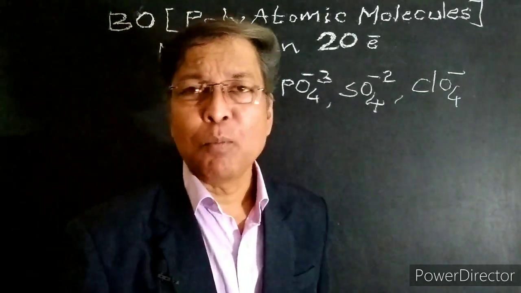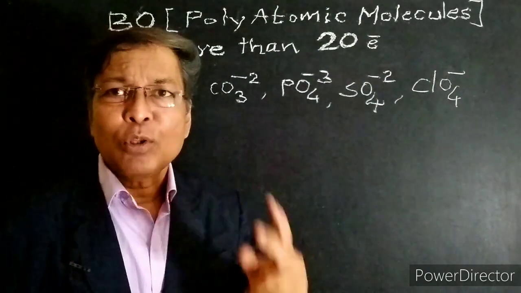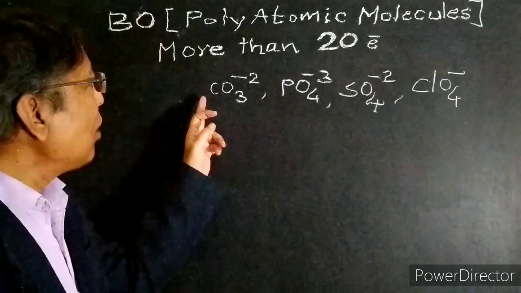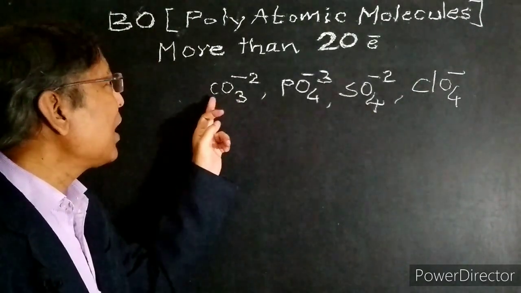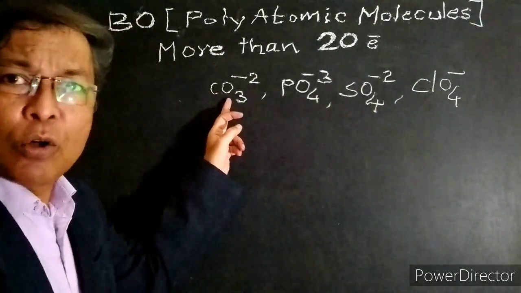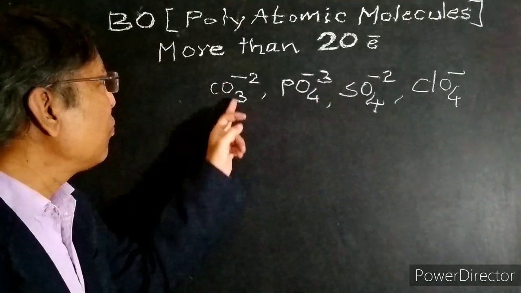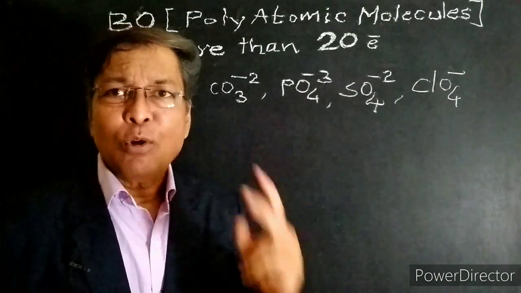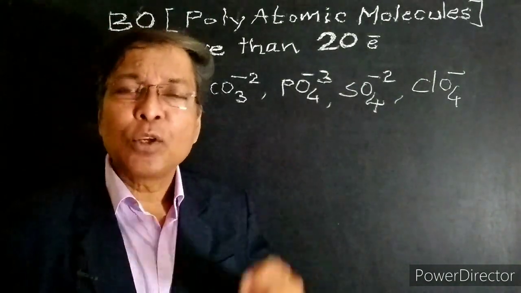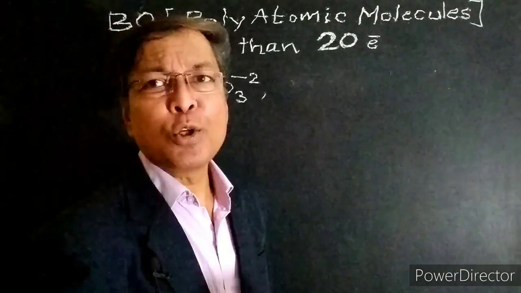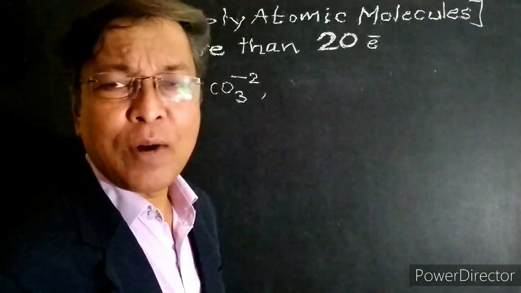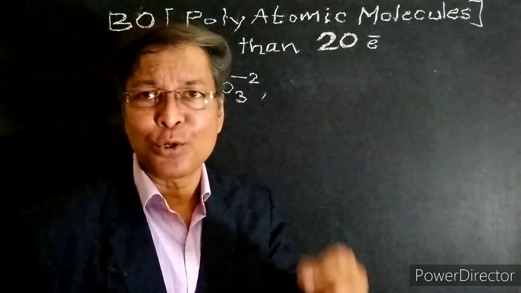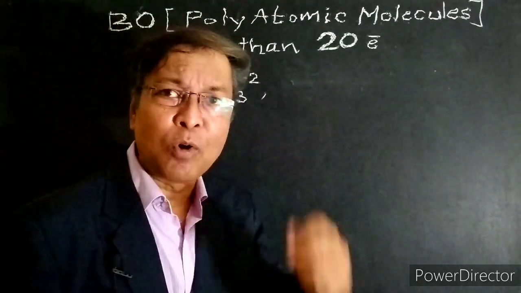What are polyatomic molecules? Molecules containing more than 2 atoms are called polyatomic molecules. If you count here in CO3-2, there is 1 carbon and 3 oxygen atoms. The total number of atoms in this molecule is 4. So molecules containing more than 2 atoms are called polyatomic molecules. As I have already told you, to find the bond order of polyatomic molecules, first we should learn to draw the structure of the polyatomic molecule.